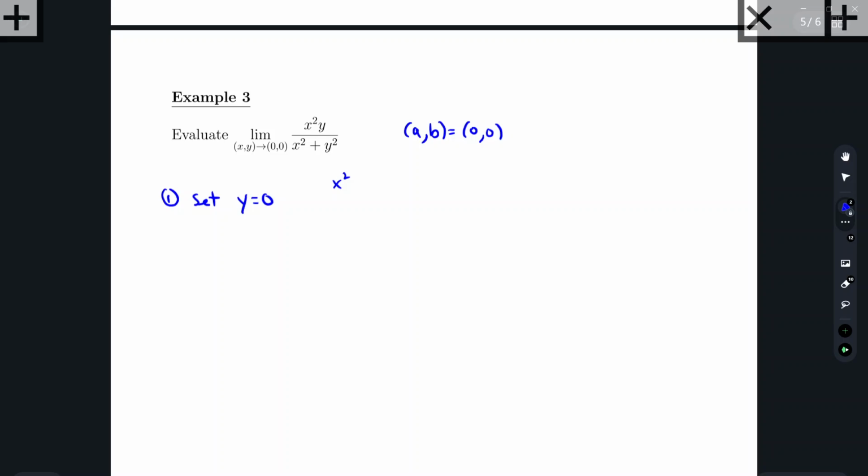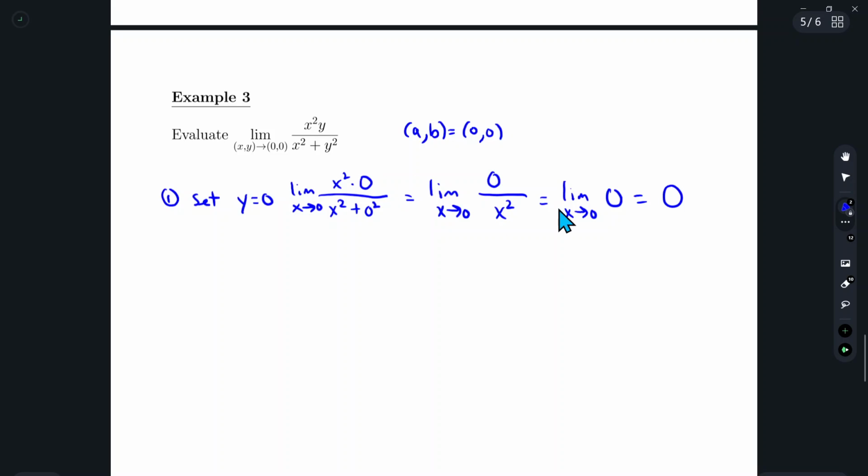What does this look like? x squared times 0 over x squared plus 0 squared. The variable is x, so the limit is for x. I simplify. The numerator is 0. Denominator is just x squared, right, x squared plus 0. And then 0 divided by anything is 0. So the limit of a constant is just that constant, which is equal to 0. Okay, so that's when y equals 0.